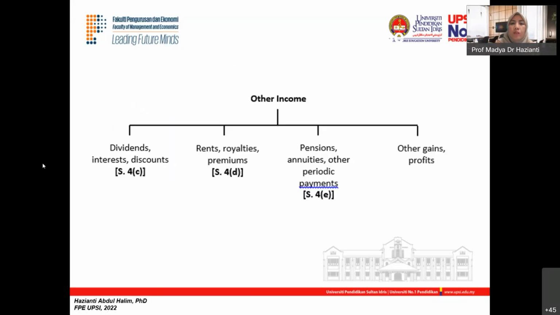Okay. So ini yang kita nak tengok for other income ni. So we have dividend, interest and discount under satu section, section 4C. We have rents, royalties and premium, section 4D. Pension, annuities and other periodic payments, section 4E, and other gains and profit, section 4F. Dia boleh jadi juga, you get income tapi bukan semua ni, dia duduk dalam lagi satu kategori.